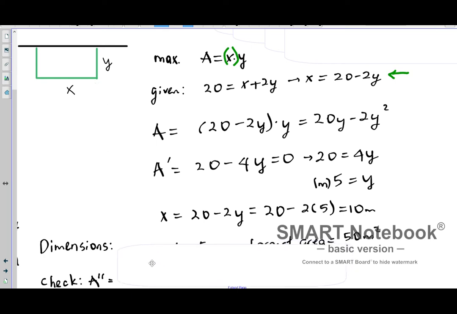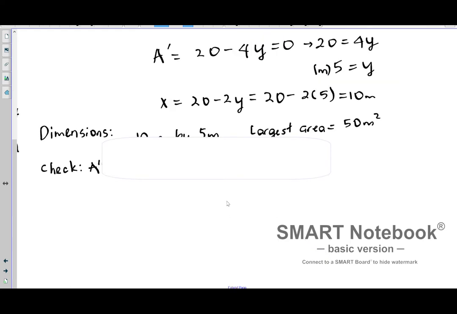And what if they ask what is the largest possible area that can be enclosed with the given amount of fencing, with one side being a wall? You just multiply x times y, so area will be 50 meters squared. And if you want to check, just take the second derivative, which is negative 4. Once again, it's negative, and just like we expected, the point we found indeed represents a maximum.